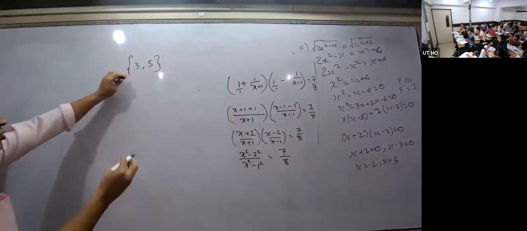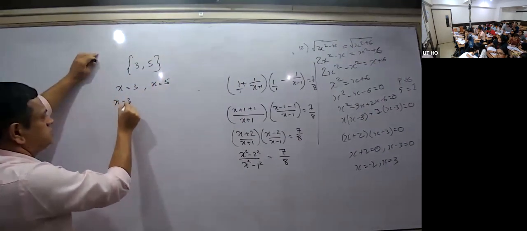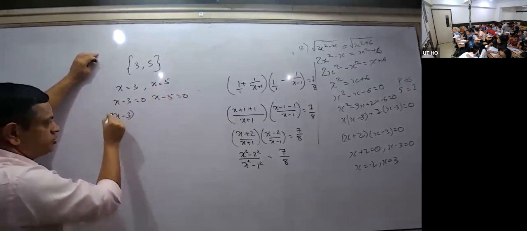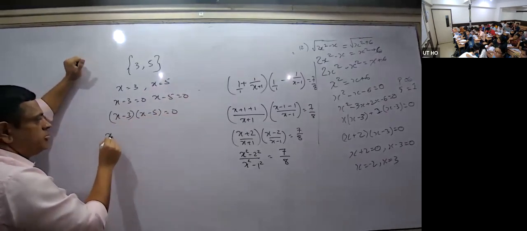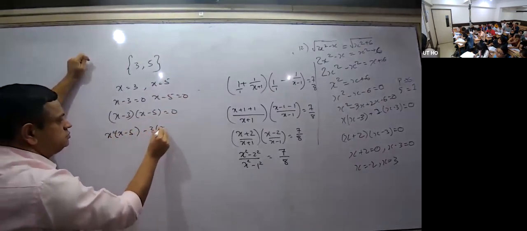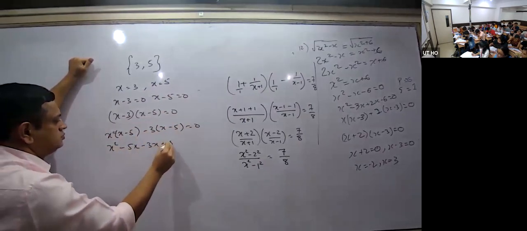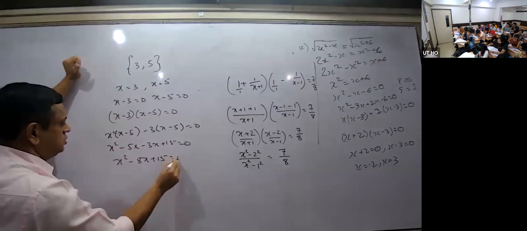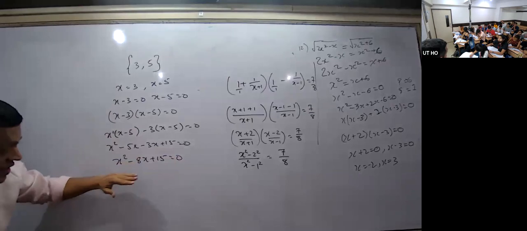Therefore, from here you write x is equal to 3, x is equal to 5. Then that is x minus 3 equal to 0, x minus 5 equal to 0. Just opposite steps. Then open it: x square minus 5x minus 3x plus 15, which is x square minus 8x plus 15. Whichever way you want, do it. Hope all of you followed. The previous first question was given this way, here this is given, you have to get the equation.